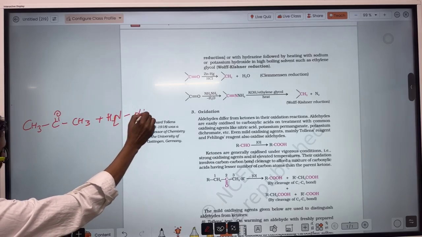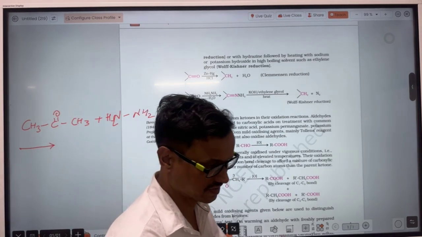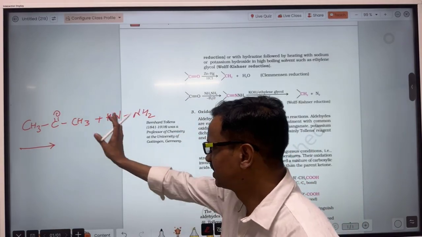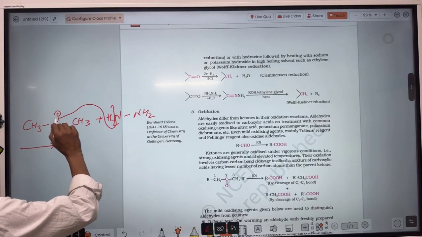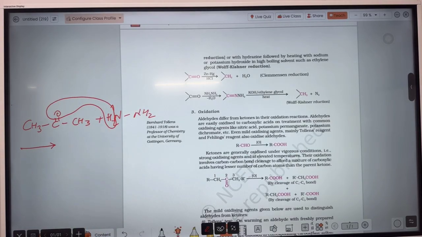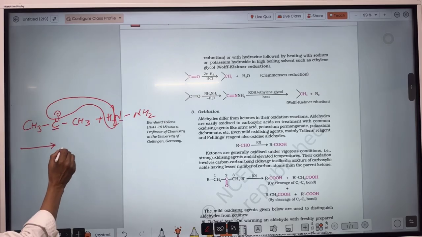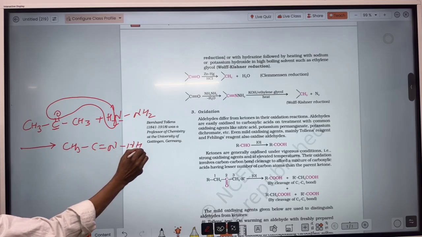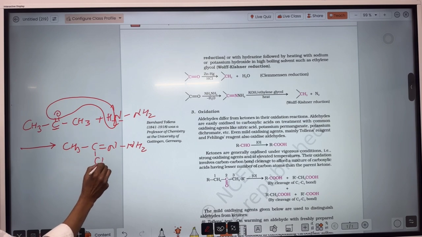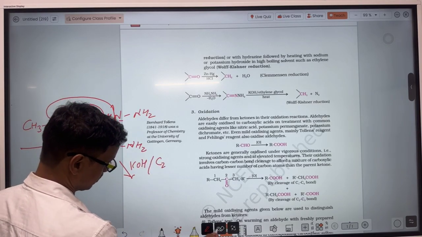So NH2NH2 is one here. You have studied this already, so you are aware of how the reaction takes place. That's why I am doing this reaction directly. Both the hydrogens combine with this oxygen and form H2O. A double bond forms between this carbon and this nitrogen, so this compound forms here. And then KOH reacts with ethylene glycol.